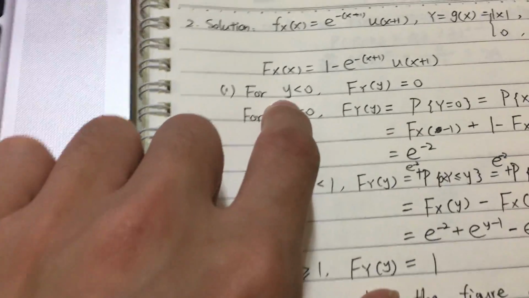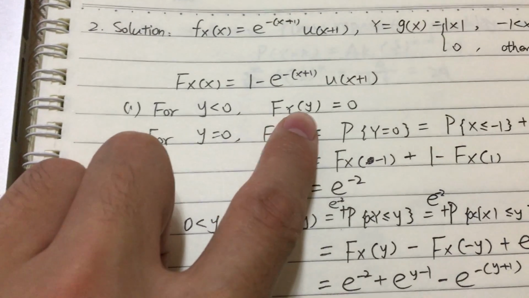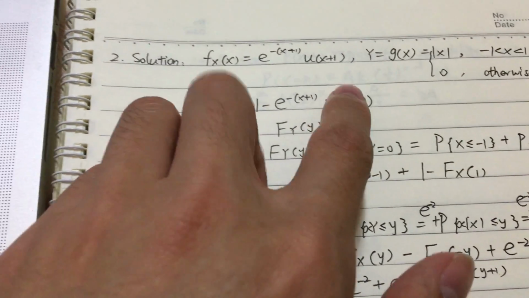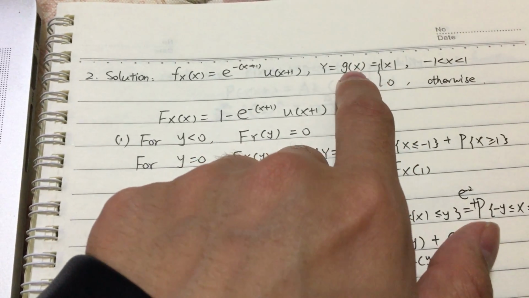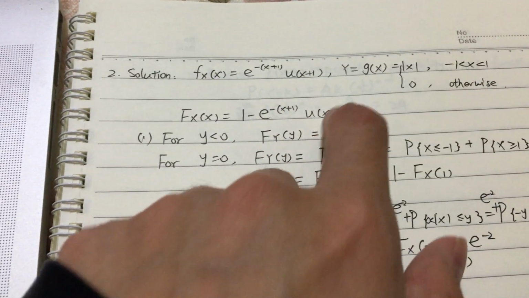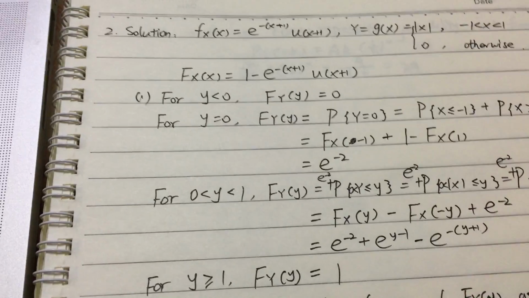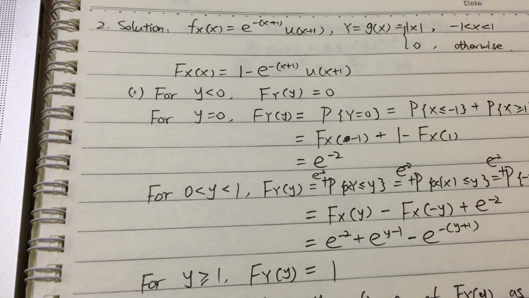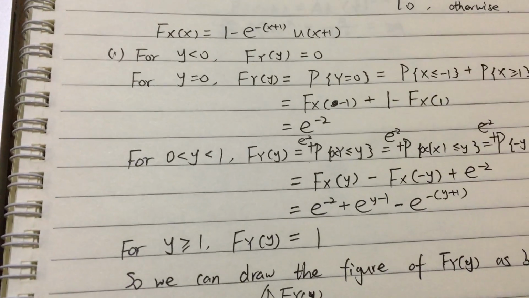So for y less than 0, big Fy is equal to 0, because from this relationship we can see that there's no y that's less than 0. So the probability that y is less than 0 is 0.